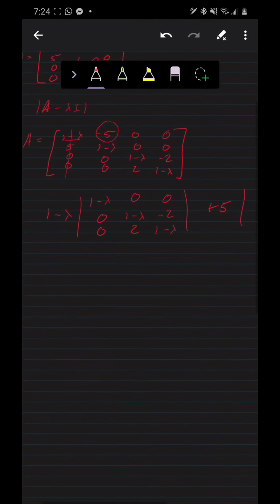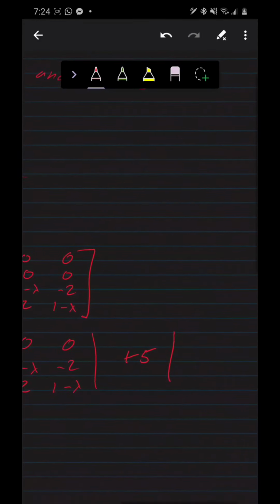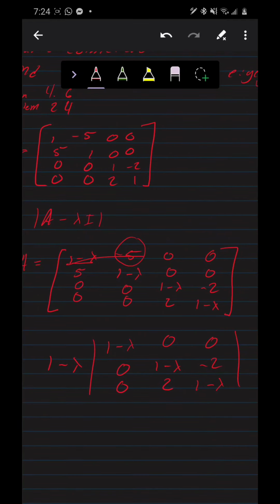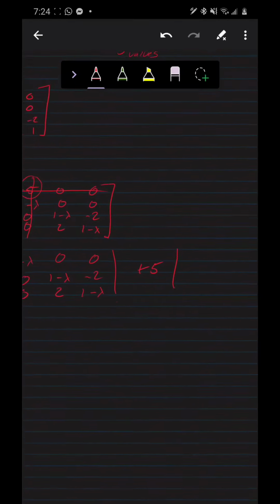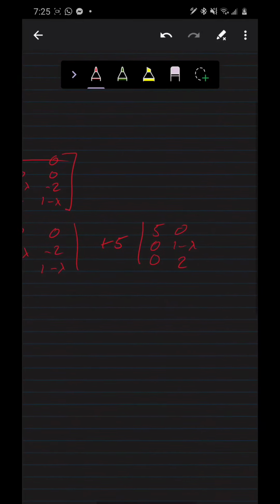Then since we're going to use a new matrix, you have to cancel the top part. Oh, I'm sorry, I have to cancel the top part and this part. So we're going to have 5, 0, 0, and then 0, 1 minus the eigenvalue, and then 2, and then we're going to have 0, negative 2, 1 minus the eigenvalue.